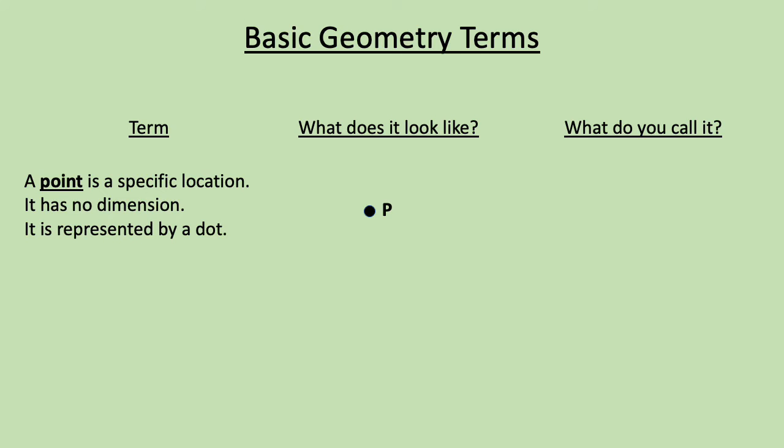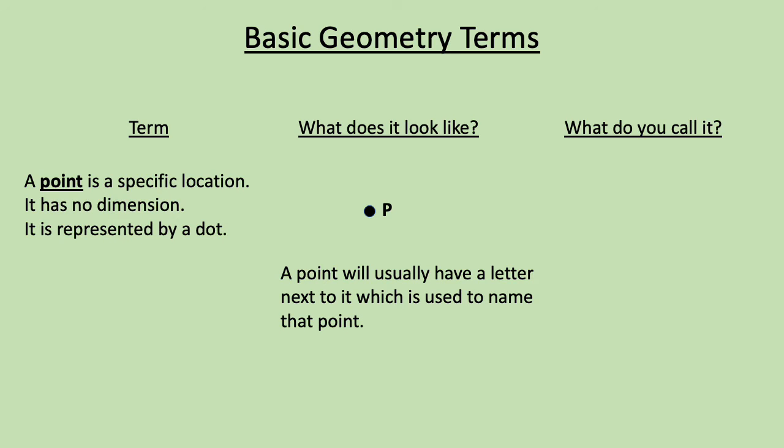A point is a specific location. It has no dimension. It is represented by a dot. A point will usually have a letter next to it, which is used to name that point. In the example pictured, we would call that figure point P.